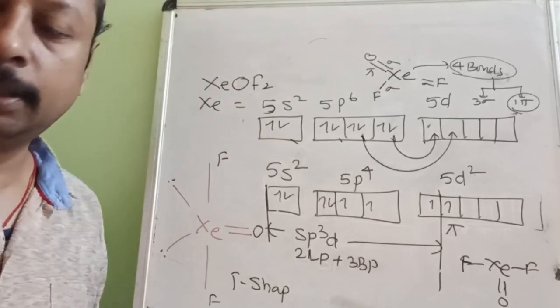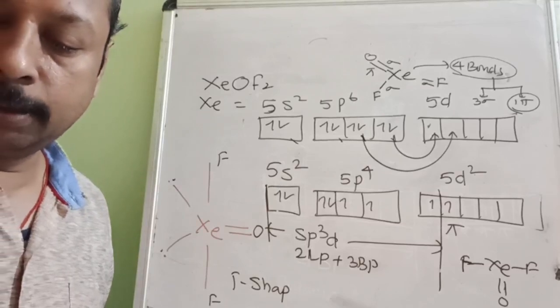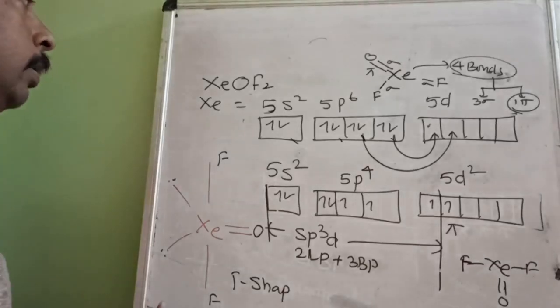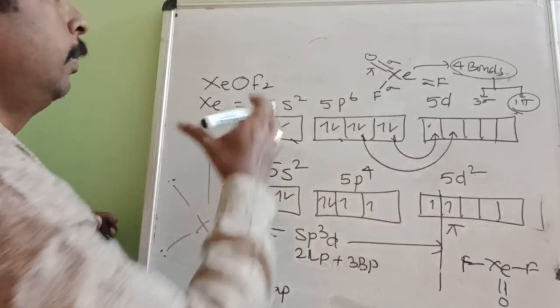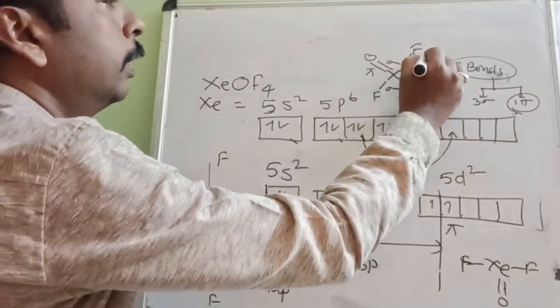Now I think you understood, or not. I will take one more example, then it will be easy to understand the remaining part. Then what will I be taking? XeOF4. So because of this, two more fluorines are coming out.